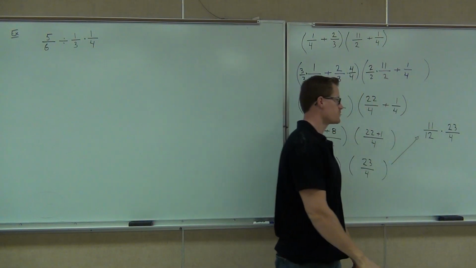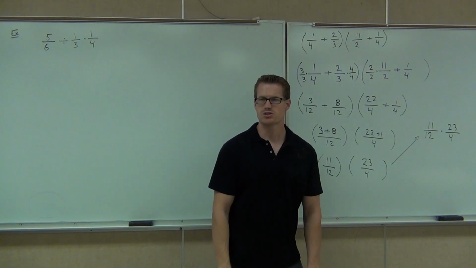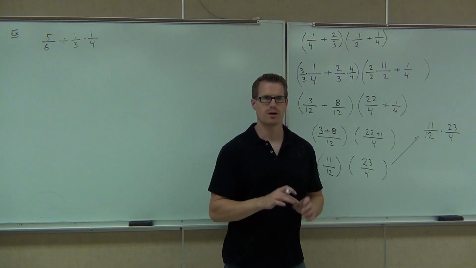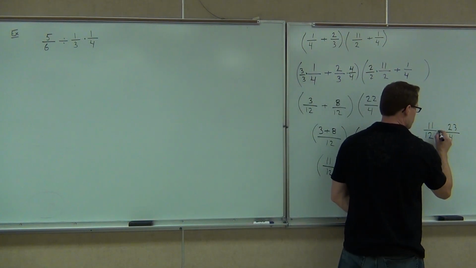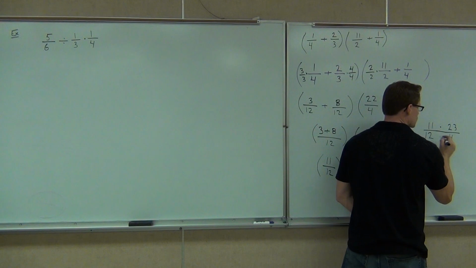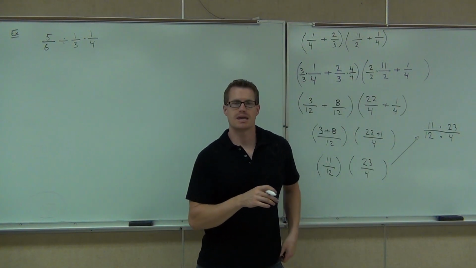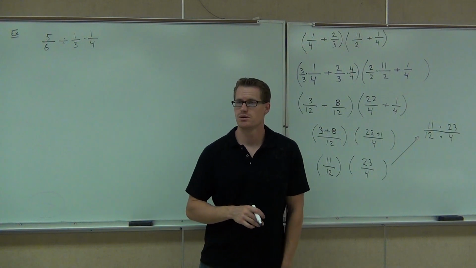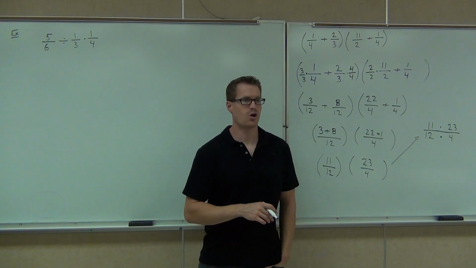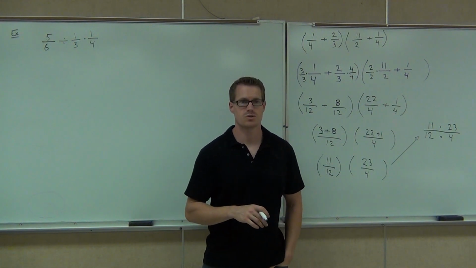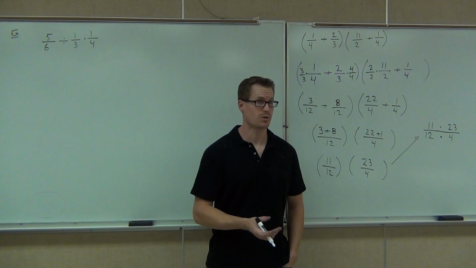Eleven twelfths times 23/4. How do you multiply fractions? Do you need a common denominator to multiply fractions? No. Don't waste your time. All we need to do is extend our line, make sure we have multiplication so that if we can simplify, we can simplify. And then we look to simplify. Can you simplify those numbers? No. You got 11 and 23, which are both primes. You got 12 and 4, which aren't, but they don't have any common factors with 11 and 23. So can you simplify them? No. You just got to multiply them.